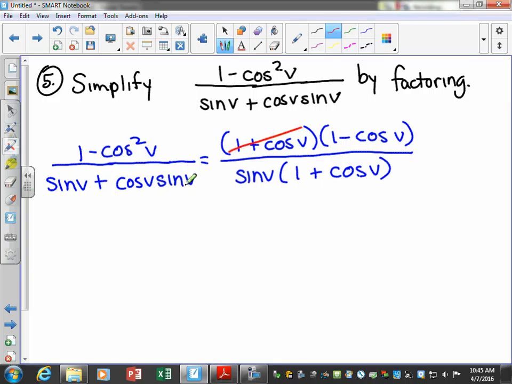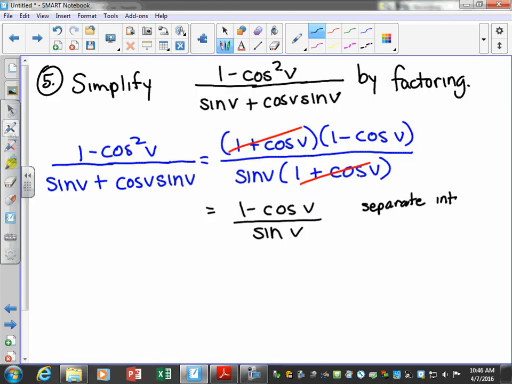Now what happens here? 1 plus cosine of v, 1 plus cosine of v, those terms simplify, and we would be left with 1 minus cosine of v in the numerator over sine of v in the denominator. Now, I'll make a note over here that we can separate this into two terms.